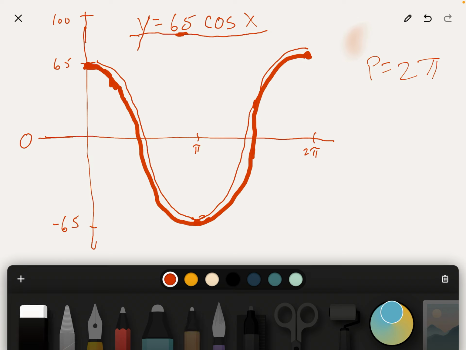But let's erase this and make this 260. And this, whoops, this is 520. So now we've got a roller coaster. We've got a car up here, and it's going down to the bottom of the hill.